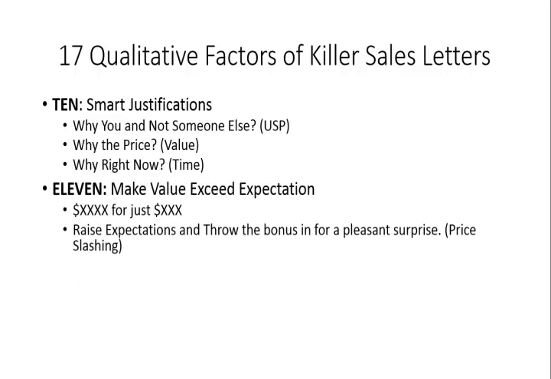Principle 11, make the value exceed their expectations. In other words, you're going to be talking about how they're going to get 10 times the value for just a certain amount. Yes, you're asking for a certain amount, but they're going to get so much more if they get your offer. And you're going to make sure that they are going to expect the price to be extremely high based on what they're reading until you finally reveal the price where you are really giving them an extraordinary value for an extremely low price. This is actually called price slashing in traditional marketing.